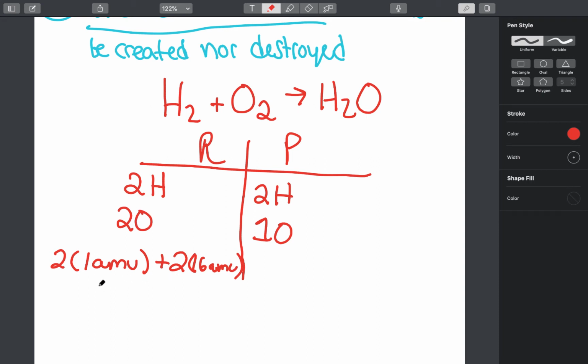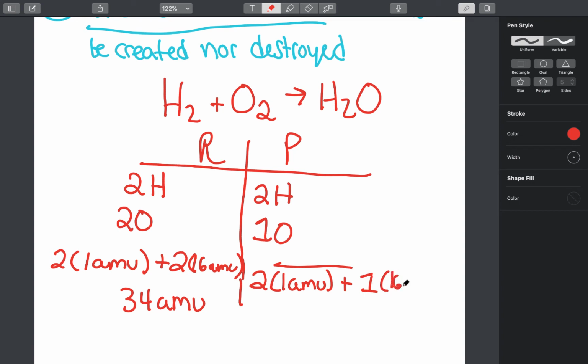Therefore, the total mass on this side would equal 34 atomic mass units. On this side, we have 2 hydrogen and 1 oxygen, therefore 2 times 1 atomic mass unit plus 1 times 16 atomic mass units would equal 18 atomic mass units. So these two sides are definitely not equal in mass. So therefore, we have to balance the equation.